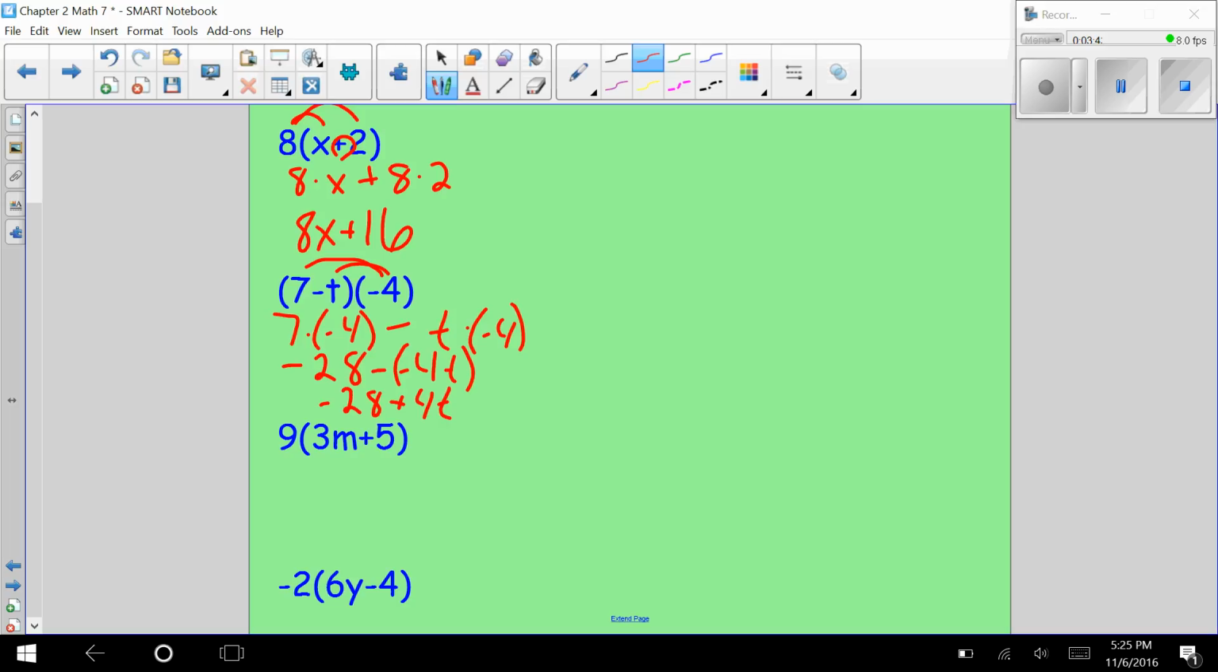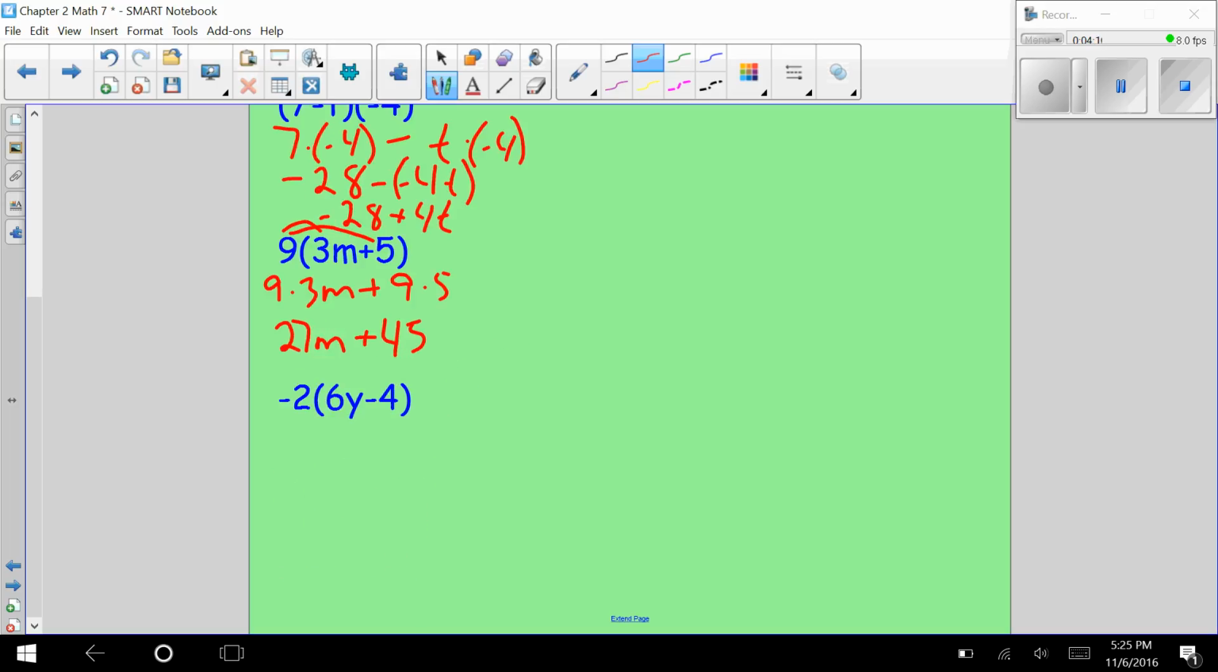This third one, we take our 9, and we give it to the 3m. We take our 9 and we give it to the 5. There's a plus in the middle, so I put a plus in the middle. Now 9 times 3m, we can actually combine that. 9 times 3 makes 27m. Remember, we cannot add things that aren't like terms, but we can multiply them. And then 9 times 5 is 45.